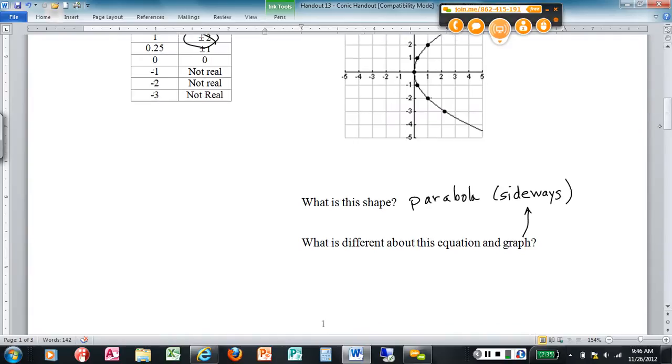So what's different about the equation? Well, the y is squared, not the x. If you want to write something down there.